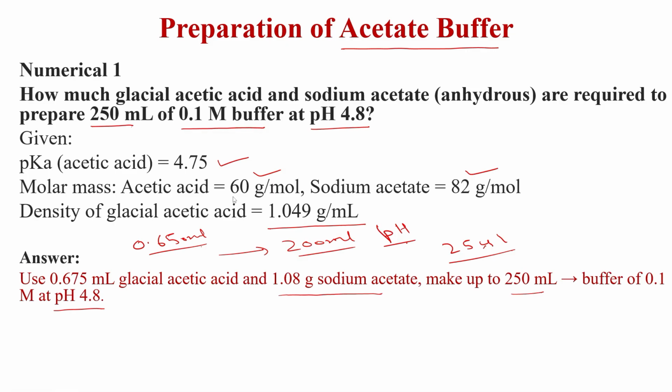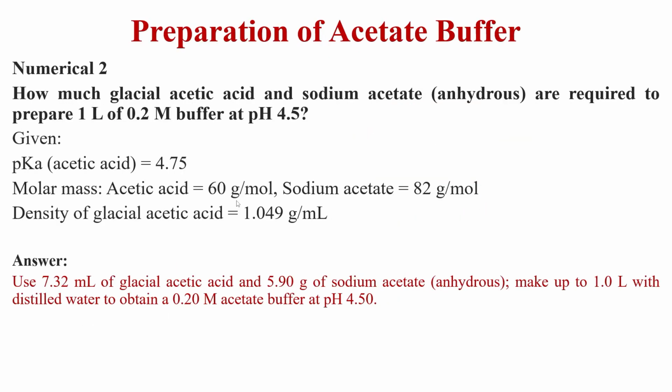Okay, now let us see the second numerical on the acetate buffer itself. In this numerical, how much glacial acetic acid and sodium acetate are required to prepare 1 liter of 0.2 molar buffer at pH 4.5. Given things are pKa of acetic acid is equal to 4.75, molar mass of acetic acid 60, sodium acetate 82, and density is given as 1.049 gram per ml of the glacial acetic acid.